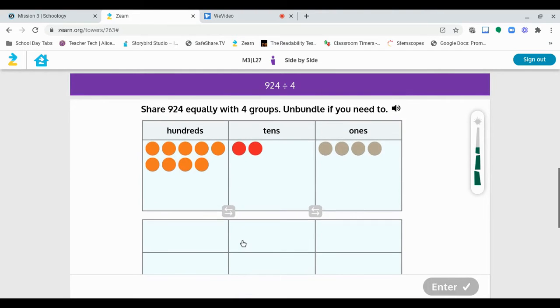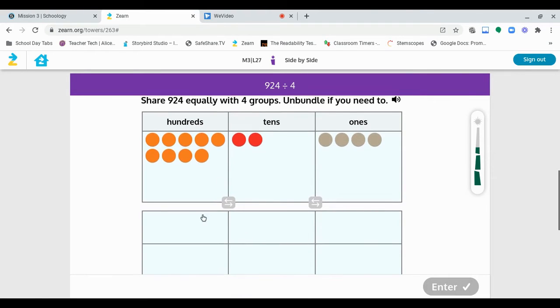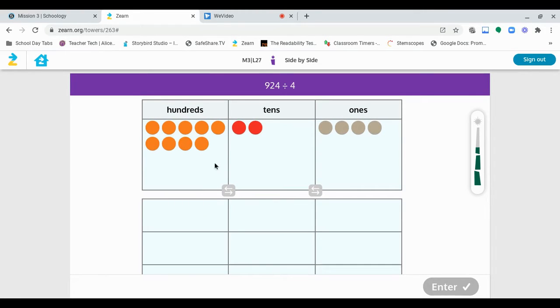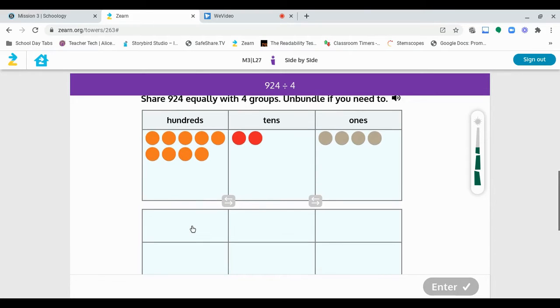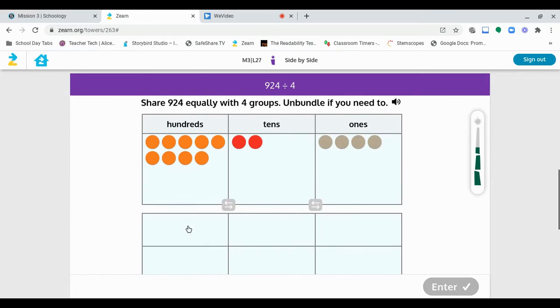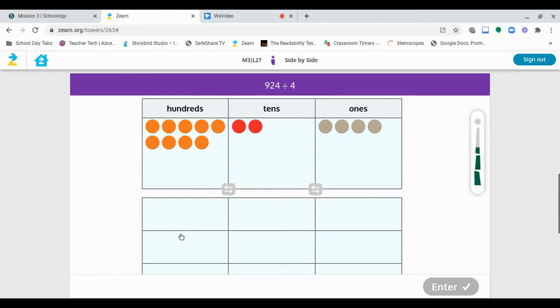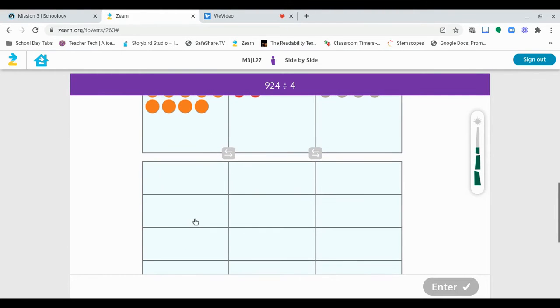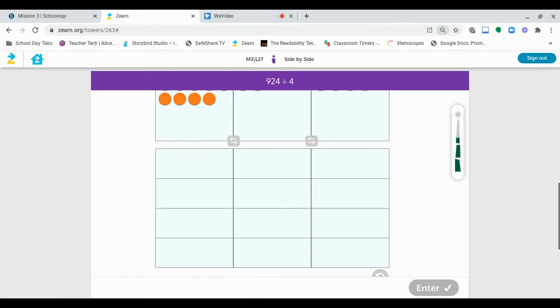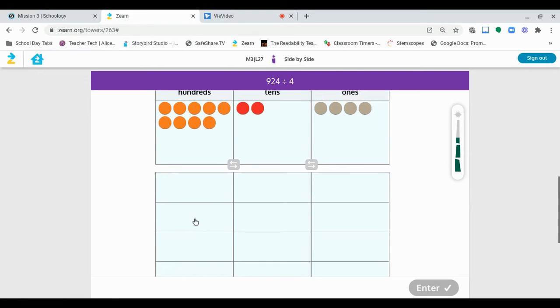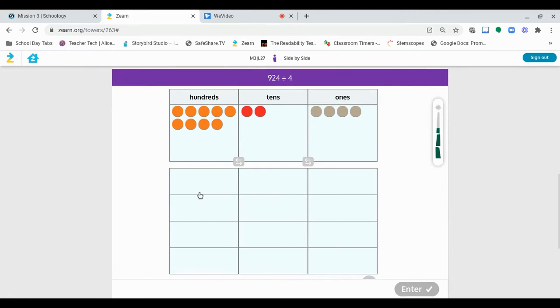All right. Now we're going to share 924 equally with 4 groups, and unbundle if you need to. So remember, when we distribute here, when it's division, you start with your highest place value. So when it just says distribute and share, we're going to just divide them into the groups. So I have 4 groups here. Let's see if I can make it a little smaller so we can see a little more here. There we go.